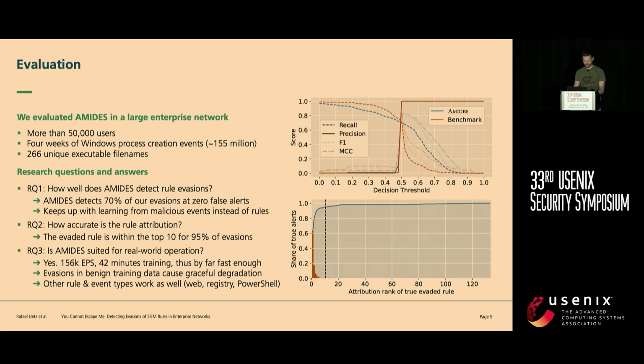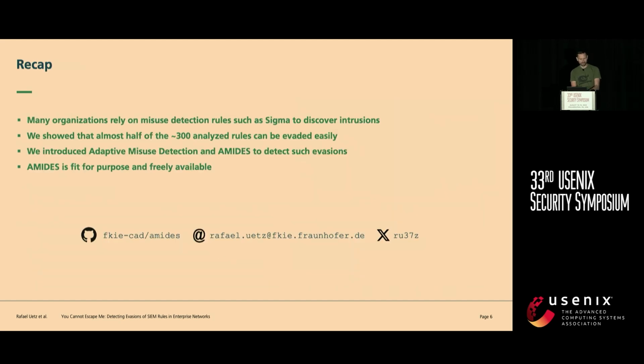So, quick recap, many organizations rely on misuse detection rules such as Sigma to discover intrusions. And we showed that almost half of the 300 analyzed rules can be evaded quite easily. We introduced the adaptive misuse detection idea and also its implementation, AMIDES, to detect such evasions. And we found that AMIDES is fit for purpose.